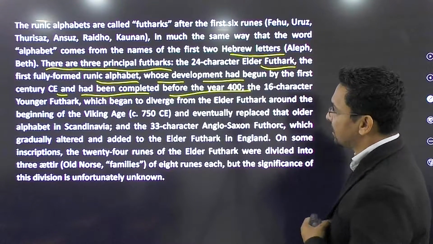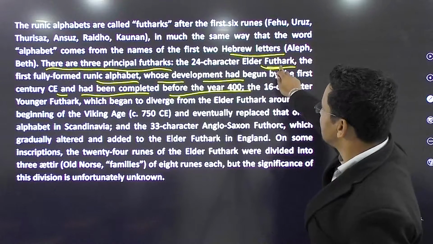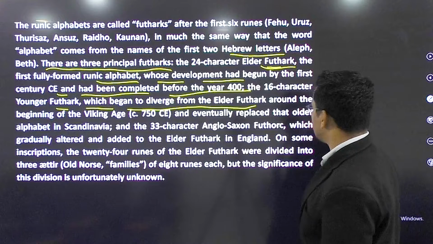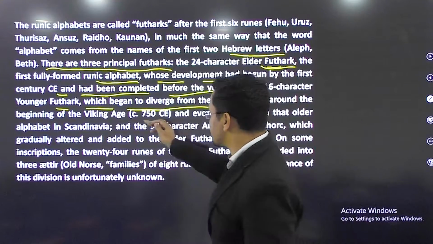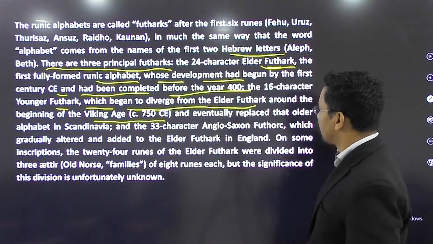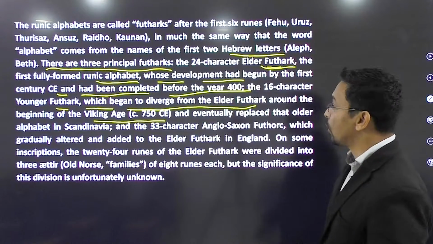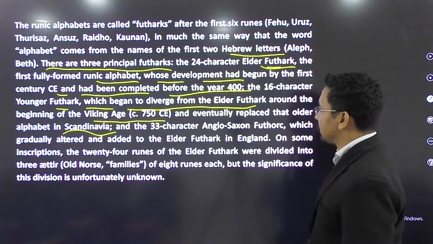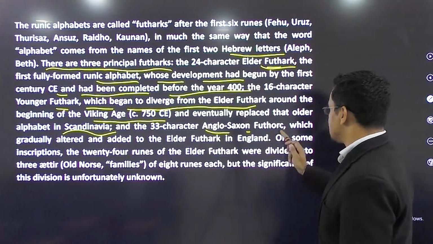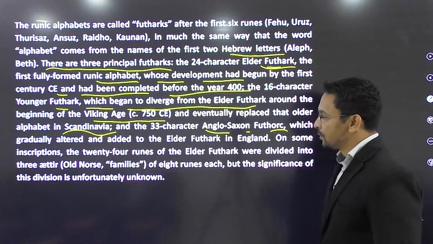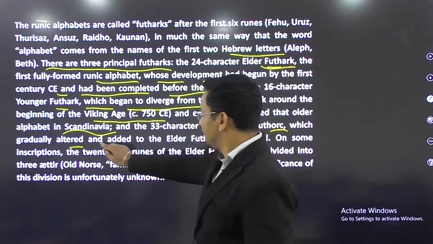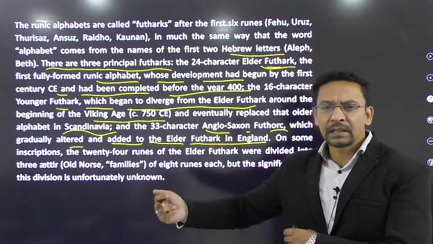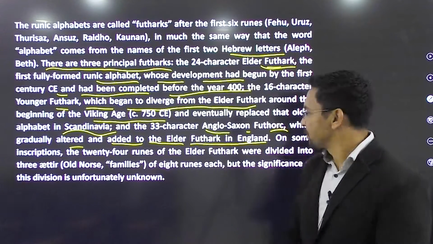So the 16 character Younger Futhark. We talked about the 24 characters of the Elder, now let's talk about the 16, which began to diverge from the Elder Futhark around the beginning of this, or eventually replaced that older alphabet in Scandinavia, and the 33 character Anglo-Saxon Futhark, which gradually altered and was added to the Elder Futhark in England. The Scandinavian language was different, England's was different, later they got mixed.